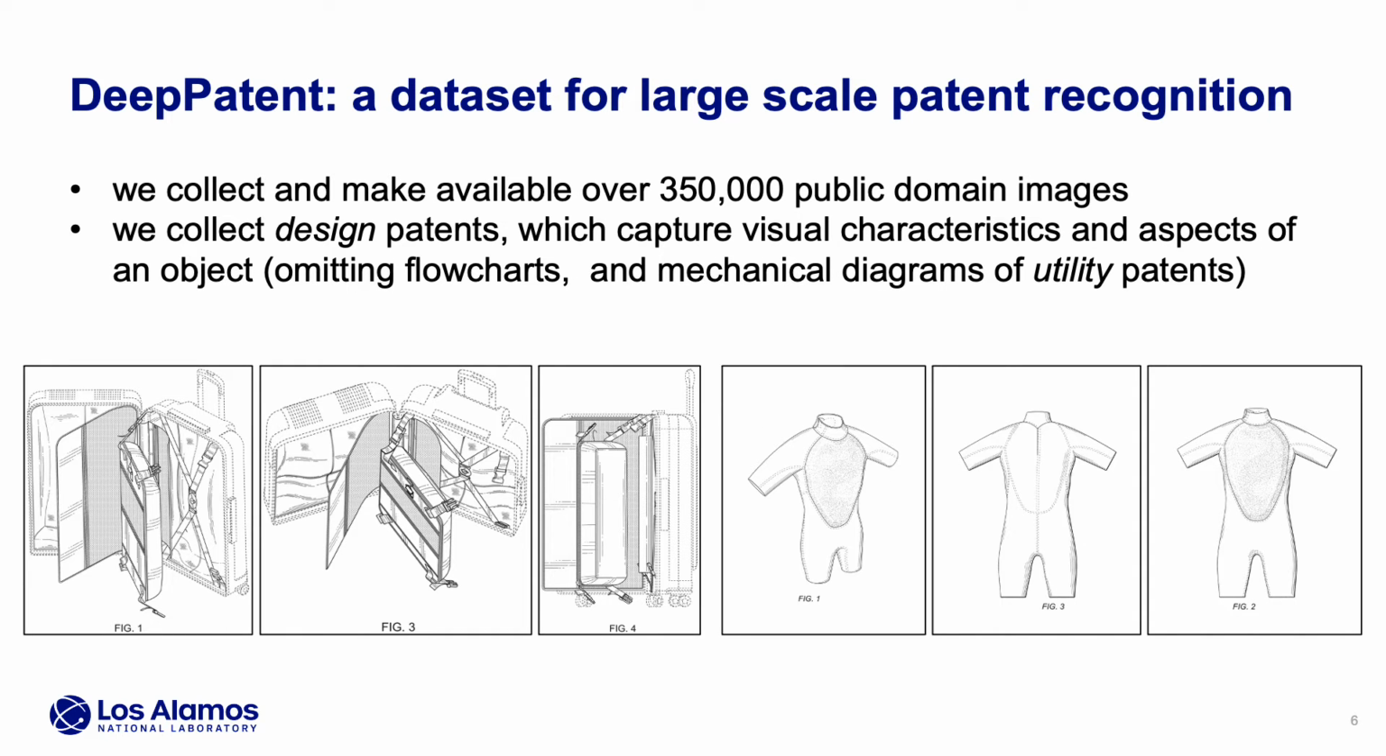In this slide, we provide a brief overview of the dataset. The DeepPatent dataset consists of a total of 350,000 public domain images from over 45,000 unique patents collected from the US Patent and Trademark Office. Our collection focuses on design patents, which capture visual characteristics and aspects of an object. One of the main benefits of design patents is their viewpoint diversity, providing us with multiple views of the same object.